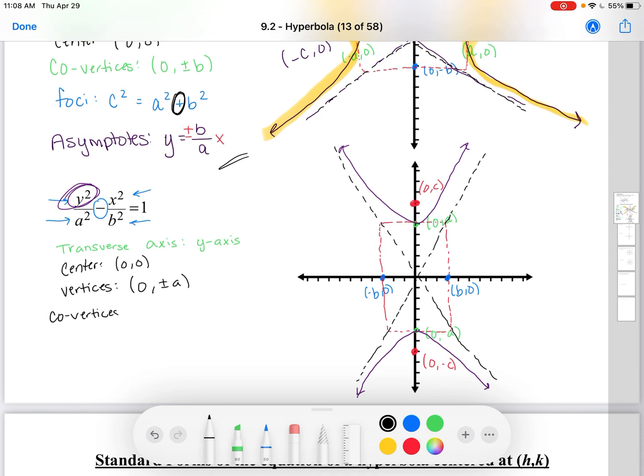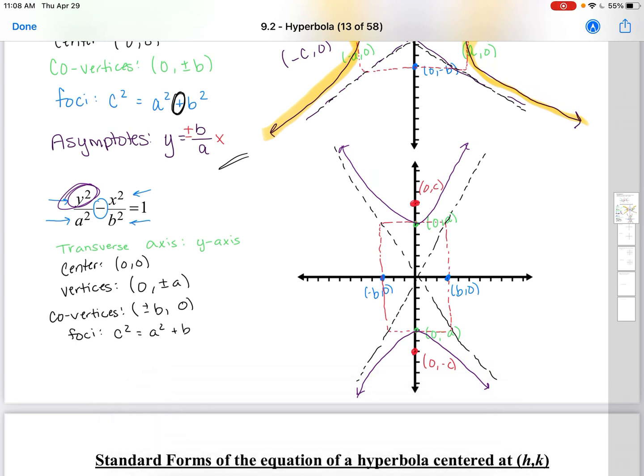The co-vertices: if a is taken care of and that's paired with y, then I have my b, and it's got to take care of my x. Followed by my foci, which again, we're talking hyperbolas, so the function to find your foci is c squared equals a squared plus b squared. And that will give me those coordinates. And last but not least, we have our asymptotes.